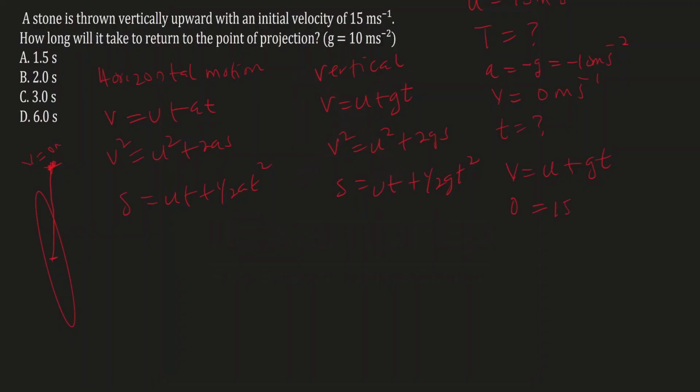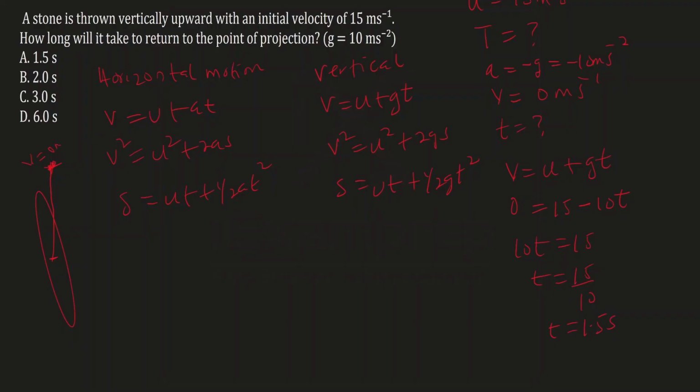And we change this to negative because the acceleration is negative. The object is going upward. So this will be minus 10t. So at maximum height, we have 10t equal to 15. So t will be 15 over 10. That is equal to 1.5 seconds. So the time it takes for the object to get to maximum height, to go upward alone, is 1.5 seconds.